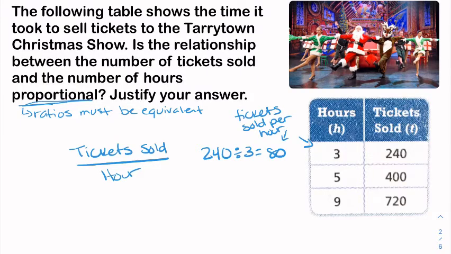Now let's look at the next one. We have 400 tickets sold every 5 hours. So let's divide 400 and 5. 400 divided by 5 is 80. That also means 80 tickets sold per hour. And lastly, we'll take 720 tickets in 9 hours. 720 divided by 9 equals 80. That also means 80 tickets sold per hour.